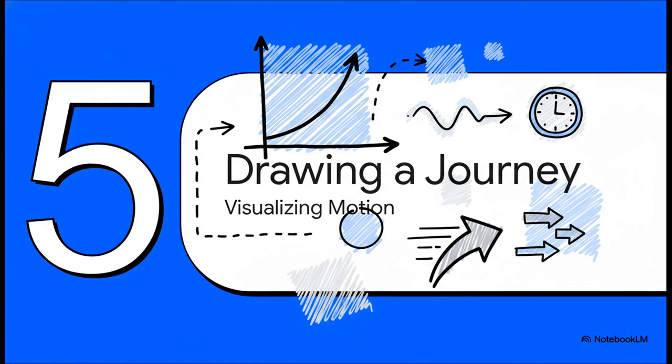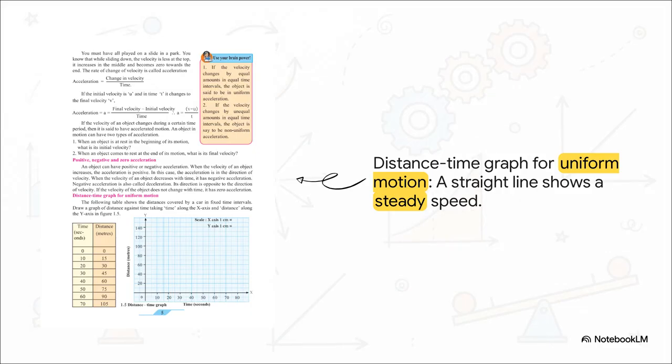All right, for our last section, let's put all of this together. We're going to see how physicists take all these ideas, distance, time, velocity, acceleration, and use them to create a simple but really powerful picture of a journey, a graph. So when you plot the distance an object travels against time, if that object is in uniform motion, like our steady driver, you get a perfect straight line going up. And the steepness of that line, its slope, tells you exactly how fast it's going. A steeper line means a higher speed.